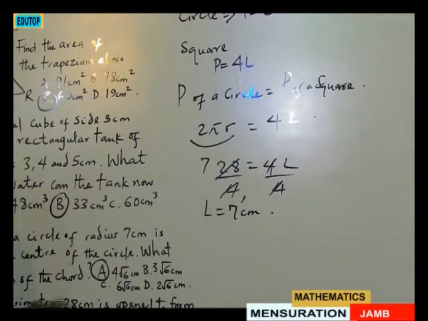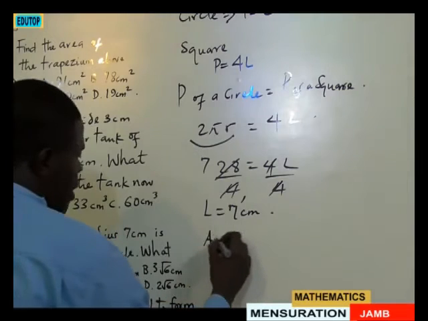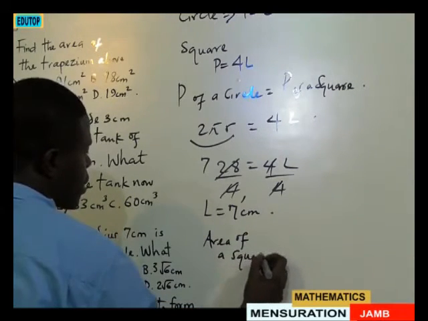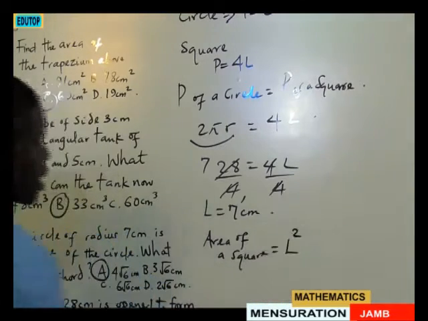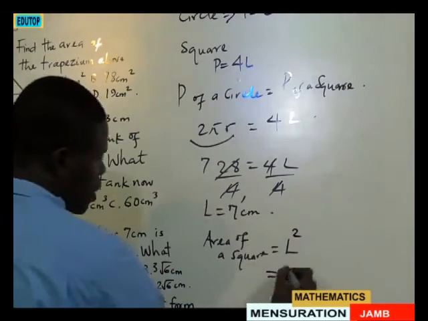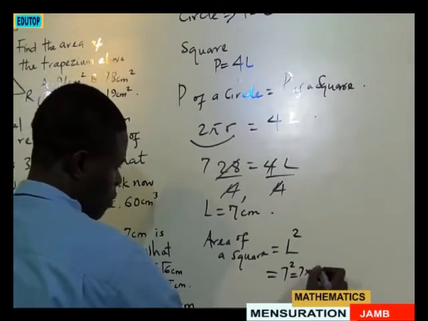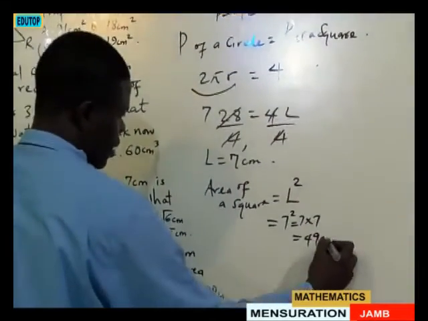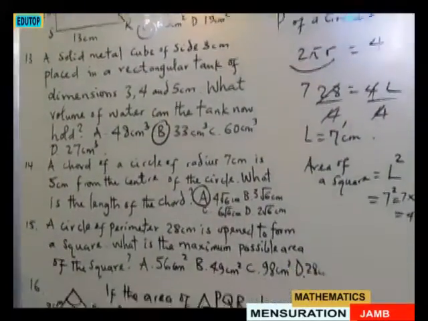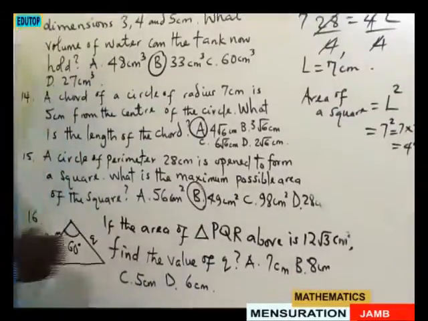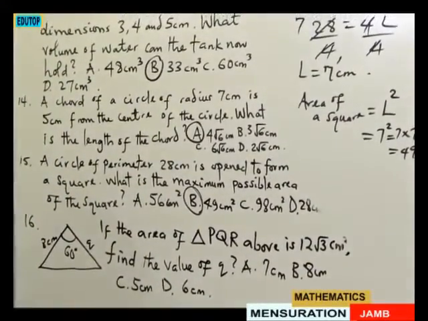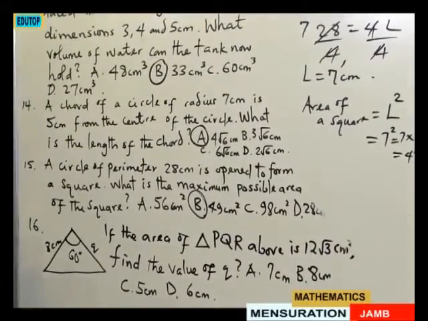The question asks us to determine the area of the square. And what's the formula for the area of a square? Area of a square is equal to L squared. Take notes. We have calculated our L to be 7, so we just say 7 squared. What's 7 squared? 7 times 7, and that's 49 centimeters squared. So we go to our options and pick the one that matches that. That's option B.